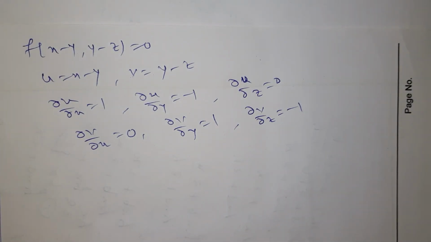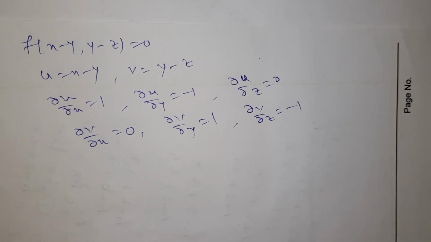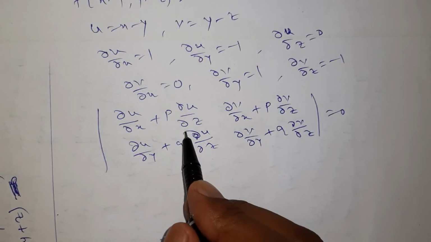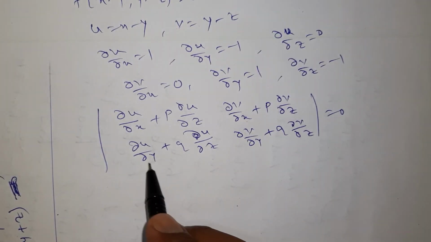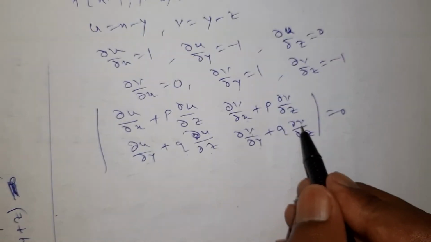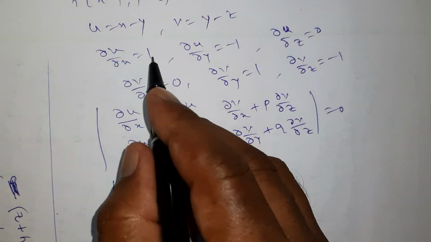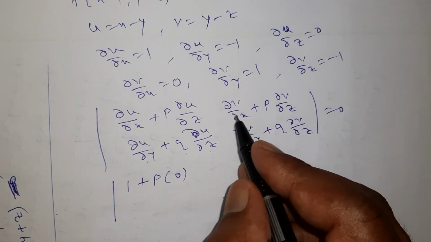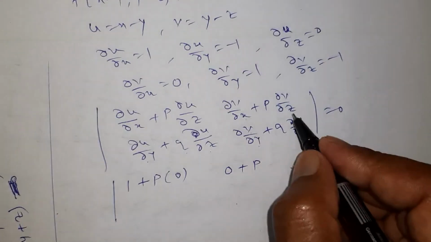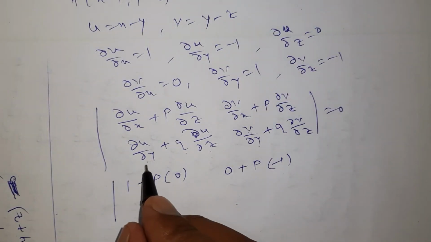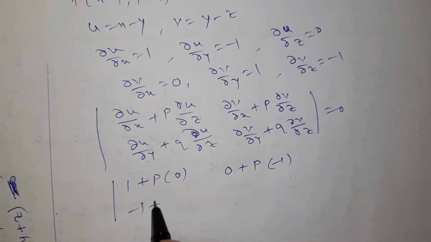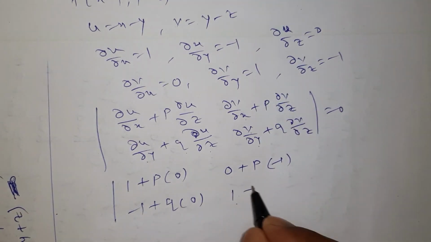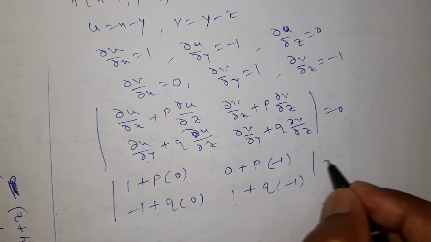Now you know the determinant method. Do you remember it? Write your determinant, put the values and find the answer. Have you written your determinant? Yes: dou u by dou x plus p dou u by dou z, dou v by dou x plus p dou v by dou z, dou u by dou y plus q dou u by dou z, dou v by dou y plus q dou v by dou z. Now put all these values here. What is dou u by dou x? 1, plus p into dou u by dou z, which is 0. Then dou v by dou x is 0 plus p into dou v by dou z, which is minus 1. Dou u by dou y is minus 1 plus q into 0. Then dou v by dou y is 1 plus q into dou v by dou z, which is minus 1. Simplify this determinant, you will get your answer.